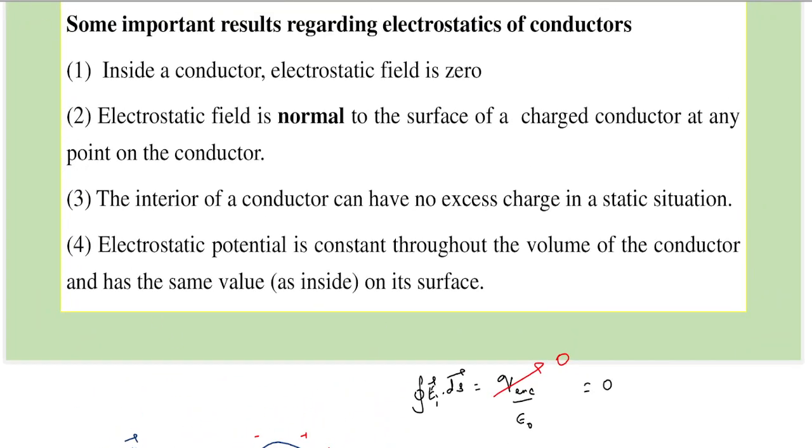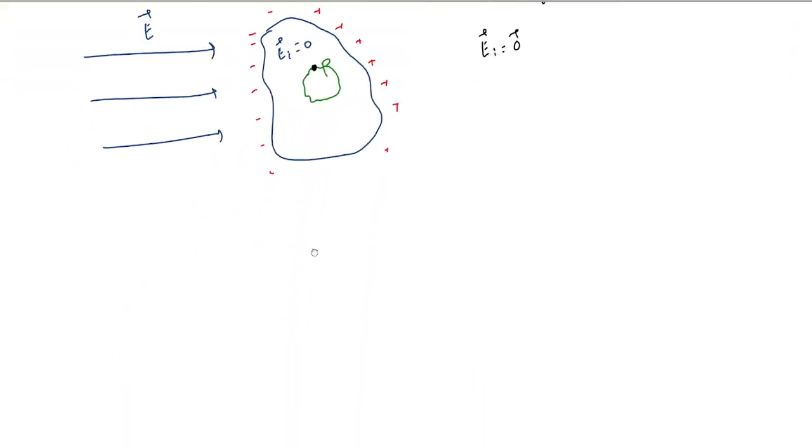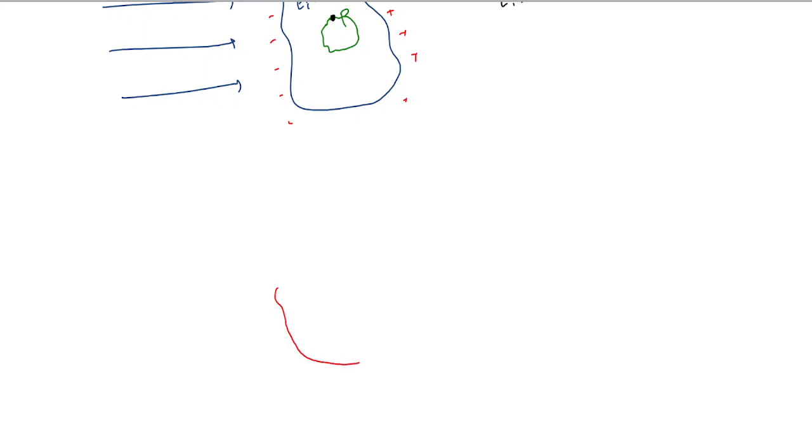The second point is that the electrostatic field is normal to the surface of a charged conductor at any point on the conductor. That is, if you have a conductor of any random shape as given here, and you put some charge onto it, then the charge would distribute in such a way that the field at any point on the surface is normal to the surface. For example, here it is normal to the surface like this. Again, here it would be normal to the surface like this. Electric field at any point would be normal to the surface.